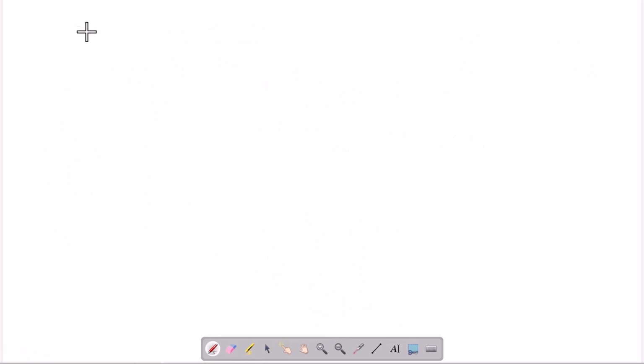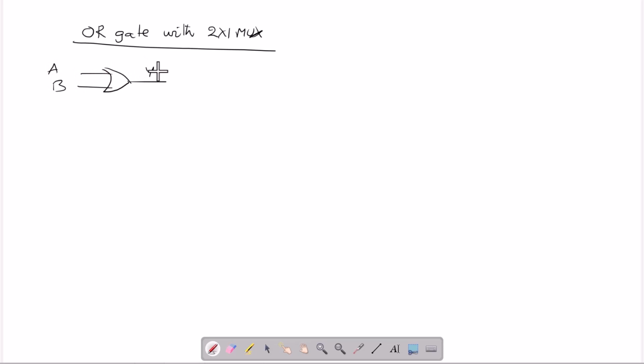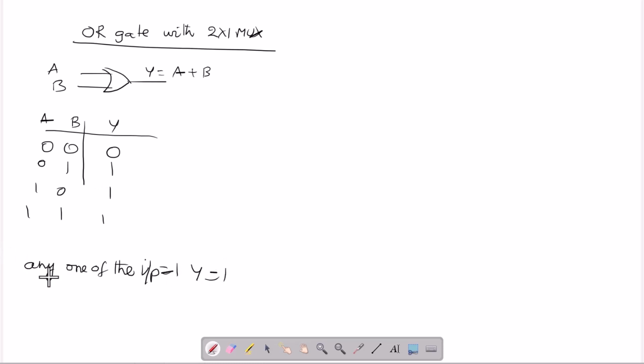In a similar way you can find the OR gate, the OR gate with the 2 to 1 MUX. The symbol of the OR gate is like this. The inputs are A, B, and the output Y is equal to A plus B. So the logic expression is Y is equal to A plus B. For the inputs A, B of 0, 0, 0, 1, 1, 0, 1, 1, the output is 0, 1, 1, 1. If any one of the inputs is 1, Y is equal to 1, else 0.